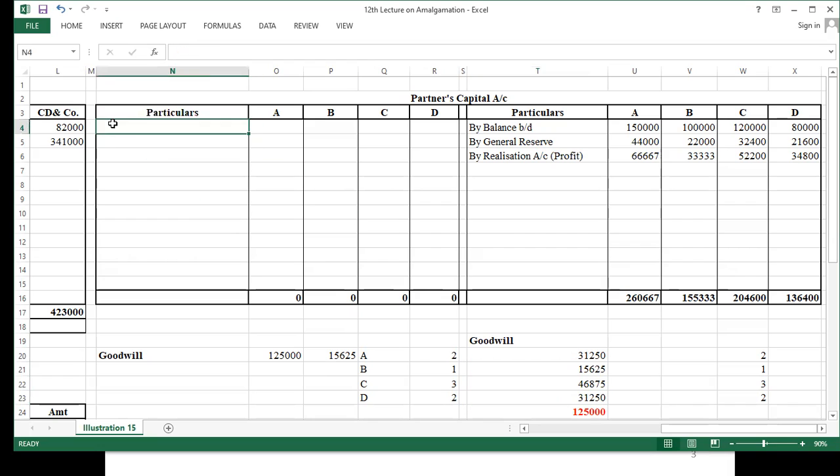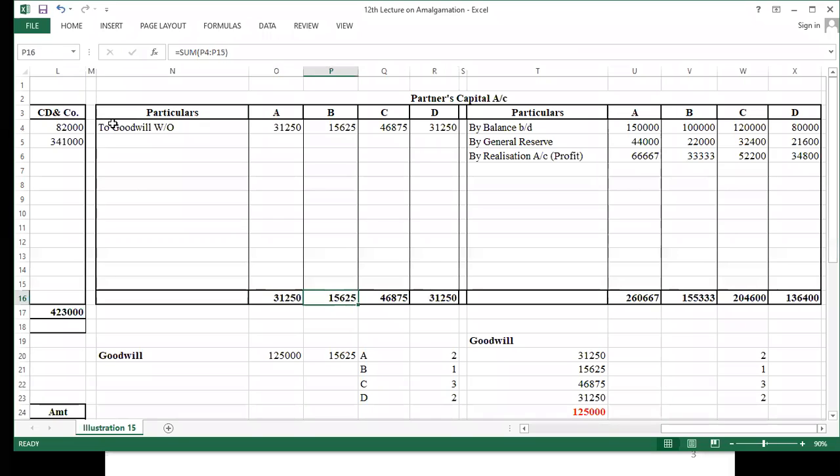So here I will write goodwill written off. The value for A is 31,250, here 15,625, 46,875 for C, and for D it is 31,250. Okay. Now what they are saying, अब हमको ये देखना है कि मिनिमम बैलेंस कितना जाएगा.